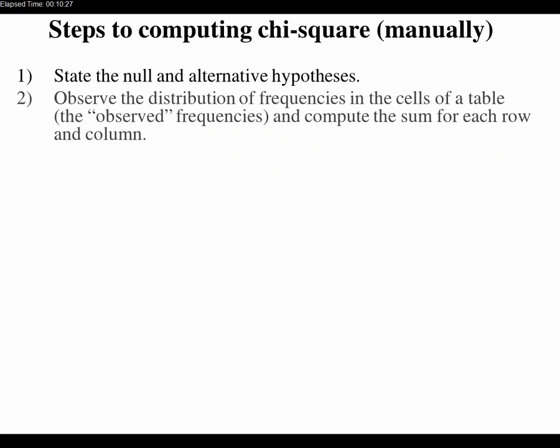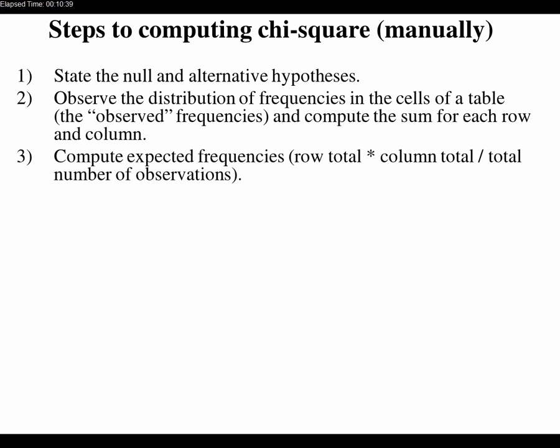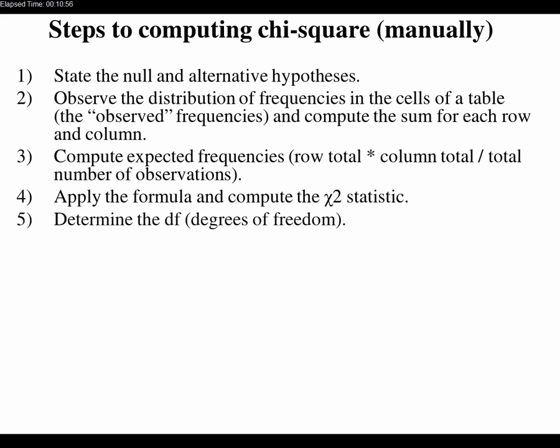Here are the steps to compute chi-square manually. The first thing we do is state the null hypothesis and the alternative hypothesis. The second thing is that we observe the distribution of frequencies in the cells of a table, the observed frequencies, and compute the sum for each row and column. We just add them up. Third, compute expected frequencies: row total times the column total divided by the total number of observations. It's the formula that I had up on the screen before. Then we apply the formula and compute the chi-square statistic.